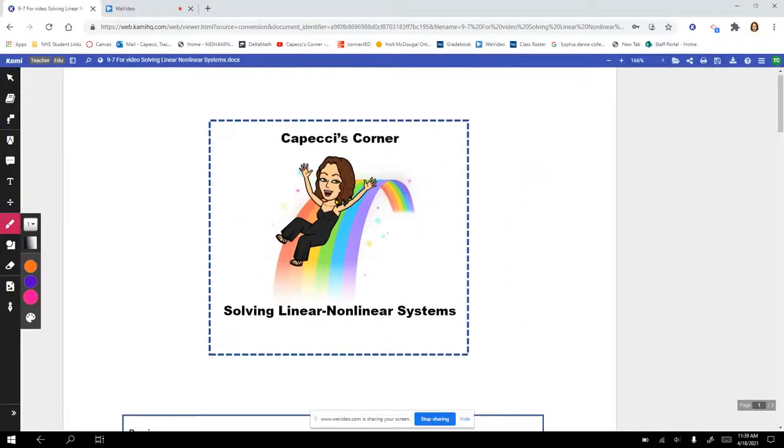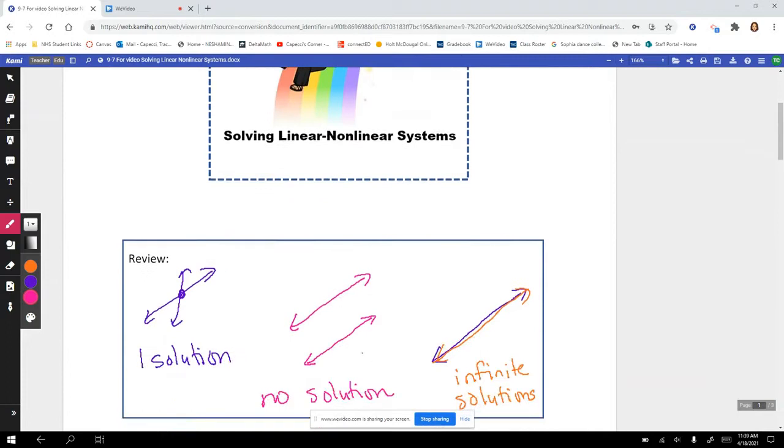Reggie's Corner, we're going to look at solving linear-nonlinear systems. So let's do a quick review.